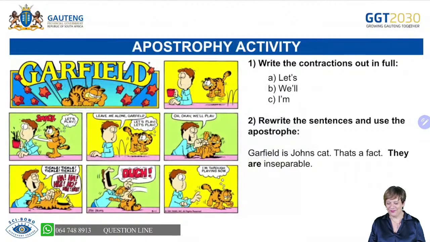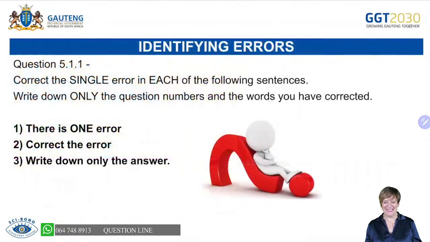But look at number 2. Rewrite the sentences and use the apostrophe. Garfield is John's cat. Can you see between the N and the S in John's, we have to put an apostrophe to show possession. They are inseparable. If we combine the two, remember we did it earlier, they're, apostrophe, R-E. And then there's another one, middle sentence. That's a fact. That, apostrophe, S. So even just looking at your cartoons, you will be able to do language. Can you see how easy this is?